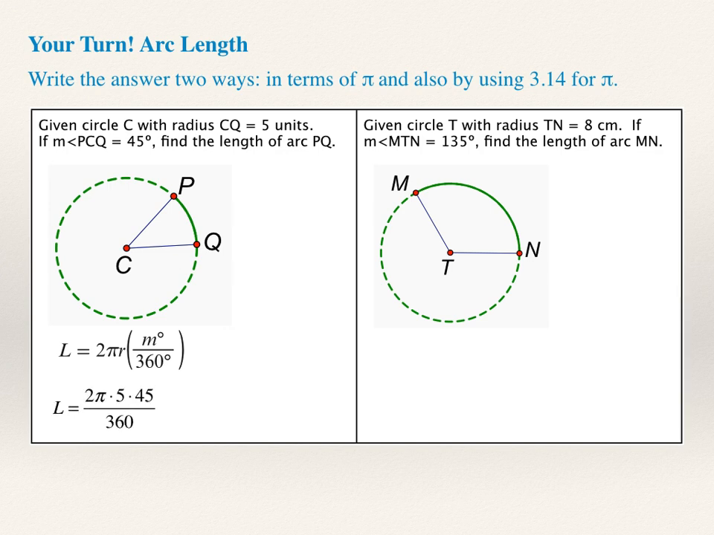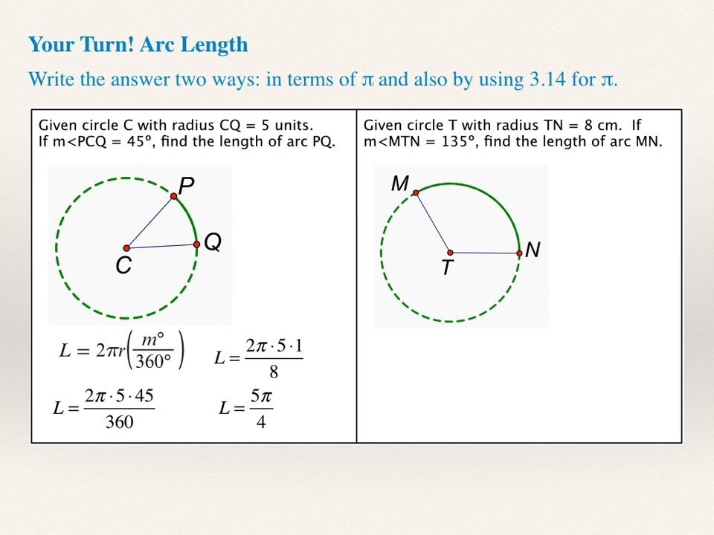And for me, I like to think about 45 and 360, and I can picture that there will be 8 of those, 8 45-degree sections going around the circle. So I know 45 over 360 simplifies to 1/8. I can see that 2 in the numerator and 8 in the denominator, I can divide both numbers by 2. So I'm left with 5 pi over 4 units. My units for my answer will just simply be units for the arc length.